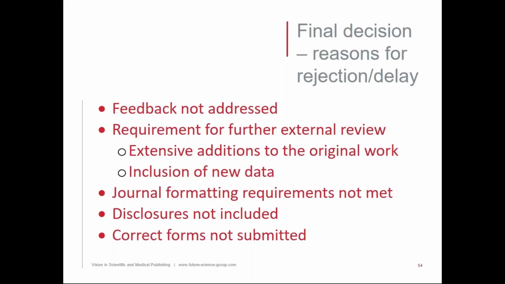So reasons that papers can either be rejected at this stage or perhaps returned back to the author for further work can include authors not fully addressing the reviewer or editor feedback that they received. It can also be a delay if further rounds of external review are required. So as I say, if there's been extensive additions to the original work or new data has been included, perhaps statistical analyses, things like that. More annoyingly, there are things like journal formatting requirements not being met or disclosures not being included or the correct forms not being submitted. So hopefully if you've already consulted the author guidelines, you'll be able to avoid those pitfalls.